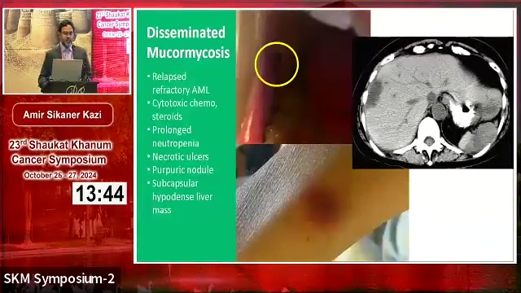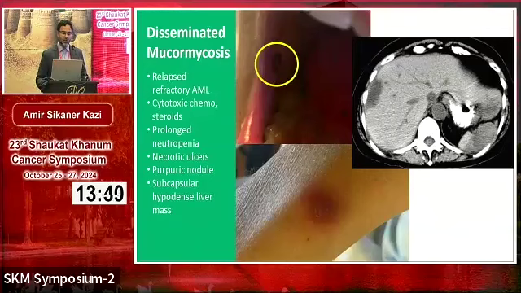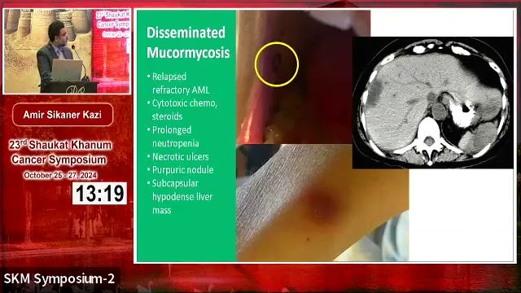This is a case of disseminated mucor in a relapsed refractory AML patient who had received cytotoxic chemo and steroids, had prolonged neutropenia, and thereafter developed necrotic ulcers, followed by purpuric nodules on the skin. A CT scan done for staging and identifying the source of fever revealed a subcapsular hypodense liver mass right there.